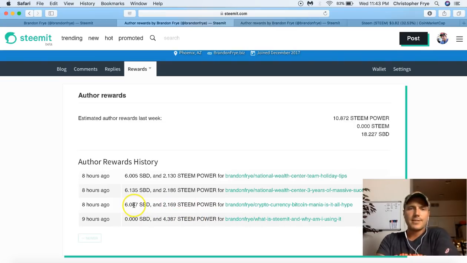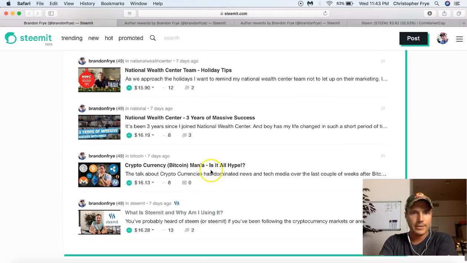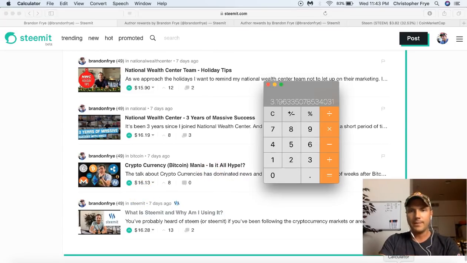Now let's look at this next one. Okay, it's a little bit different. So let's just go to that post. It's the cryptocurrency Bitcoin Mania. So this one right here. So you see 16.13. This is how you can figure out yours, guys, too. On this one, you can see I didn't do the 100% power up option. I did the 50-50, which is what I'm doing from here on out, and I'll show you why in just a second. So the total on that one was 16.13, right?